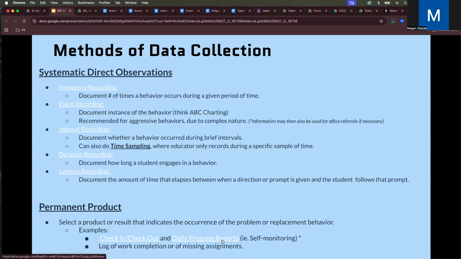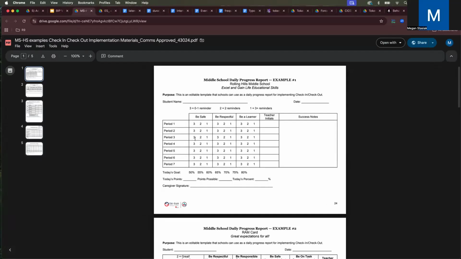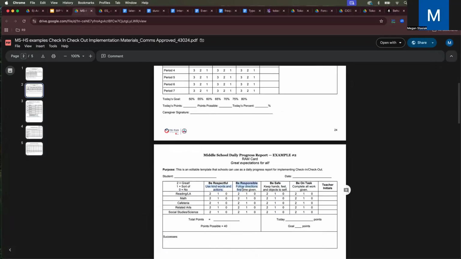We can also do daily progress reports. This one is typically for some of my older students, but it's something along a similar vein. Again, this one's here as an example. We want to be as specific as possible, and we want to make sure it's specific to the student. So if completing work is not a concern for them, but following directions is, or using kind words is, we would only use those categories.